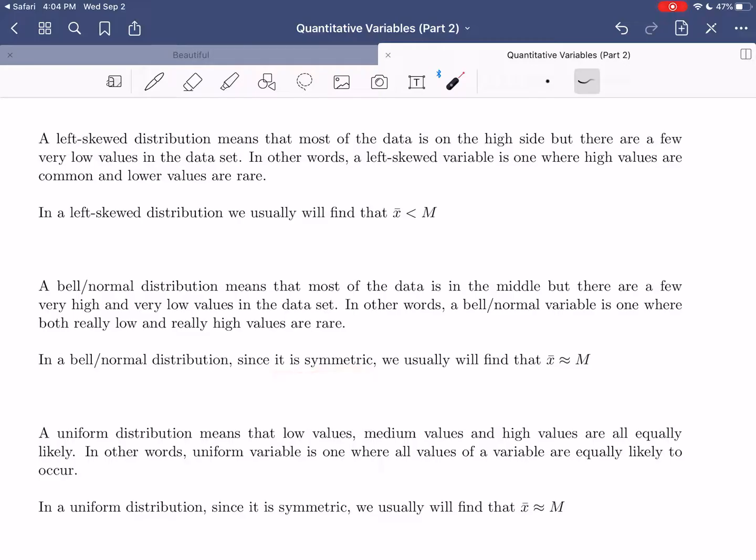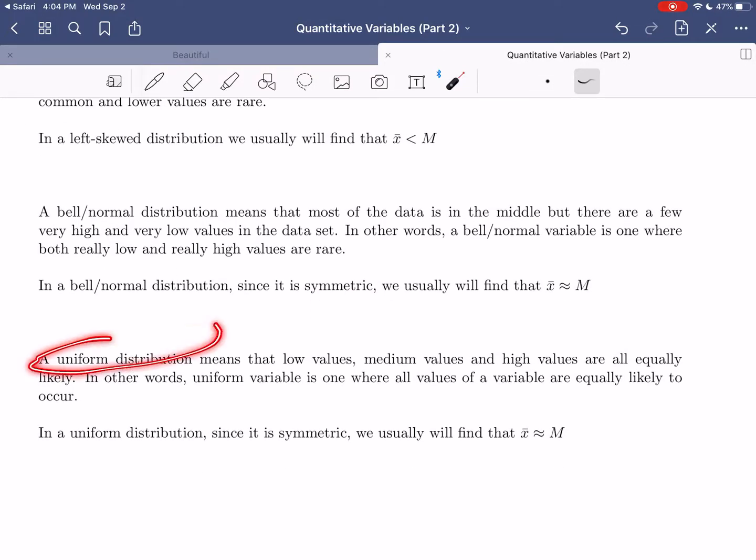Finally, a uniform distribution means that all the bars are basically the same height. That means that low values, medium values, and high values of the variable are all equally likely. So it's just as likely that somebody has a very low value for that variable as a very high value. In other words, uniform variables are ones where all values are equally likely to occur. That's very different from a bell normal, but they are both symmetric. So again, in a uniform distribution, we will usually find that the mean and the median are very similar to one another.